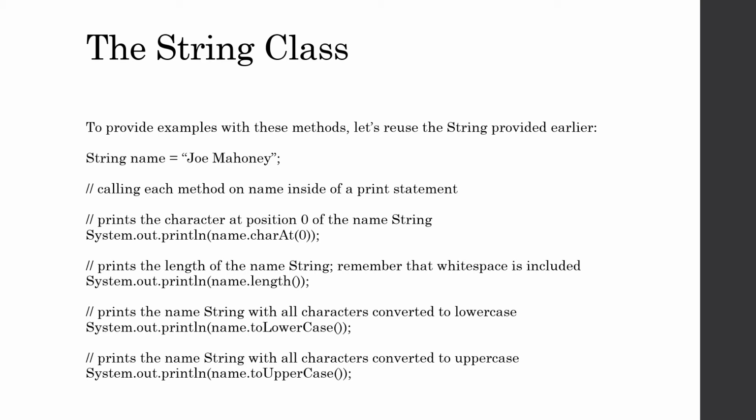One of the things to note about the positions of all the different characters in a string is that these are going to be zero-based, meaning that the capital J that we see at the very beginning of Joe Mahoney is going to be position 0 of our string. The lowercase o right next to it is going to be position 1. The lowercase e is going to be position 2. There's then going to be that space between Joe and Mahoney. That space is going to be position 3. The capital M in Mahoney is going to be position 4, and then so forth and so on.